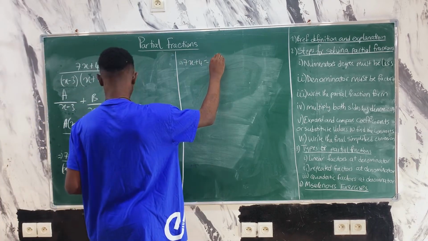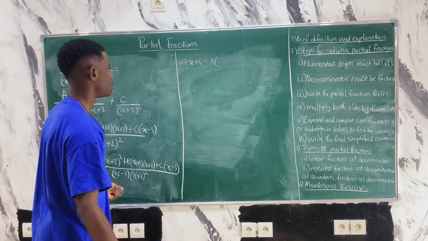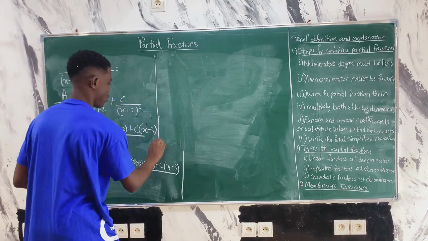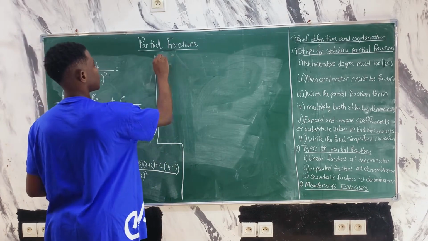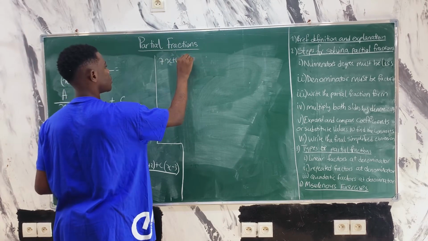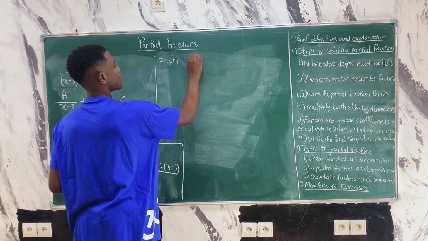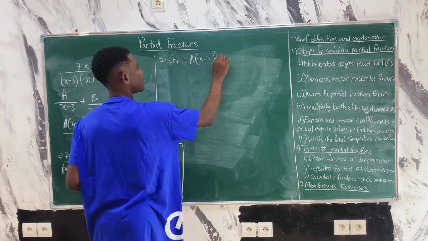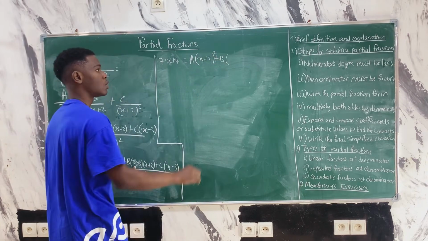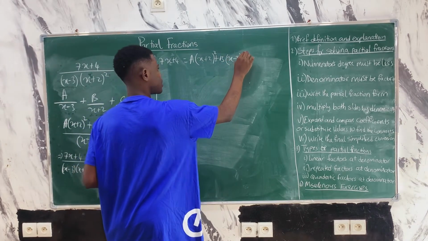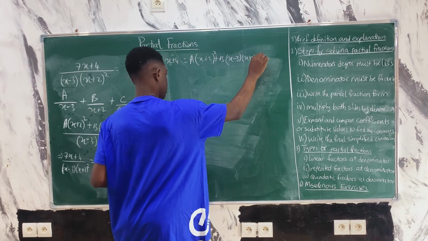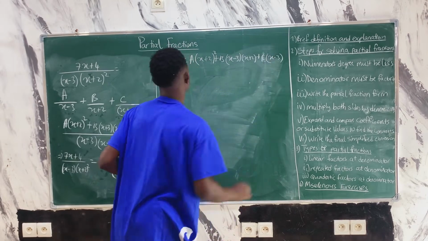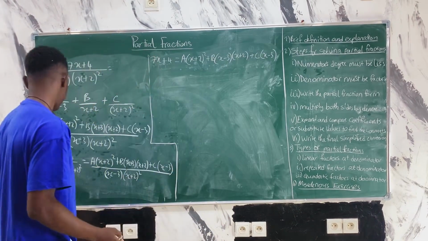I'll have 7x plus 4 will be equal to a into x plus 2 all squared, plus b into x minus 3 into x plus 2, plus c into x minus 3.